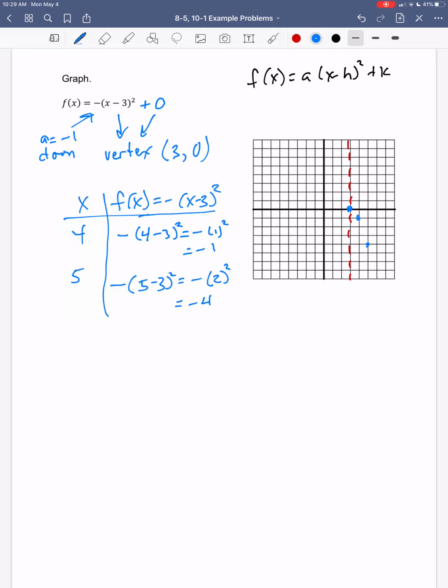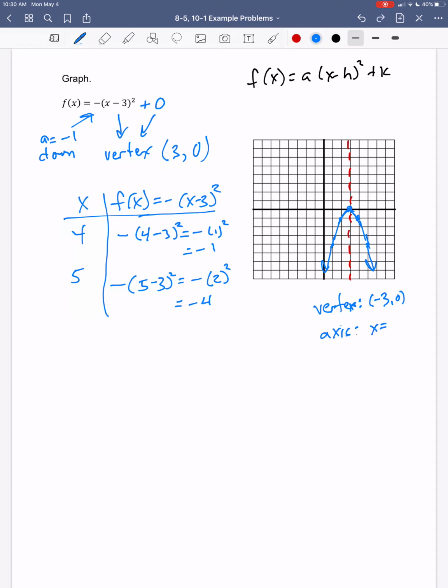So those are on the same side of the axis. I just reflect them over, and I get 2 points on the other side of the axis of symmetry. And my bowl then is opening down instead of up, which we predicted. So my vertex was at negative 3, 0, and my axis of symmetry is x equals 3.